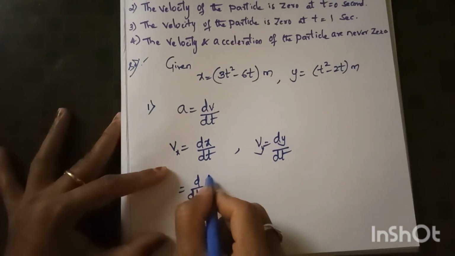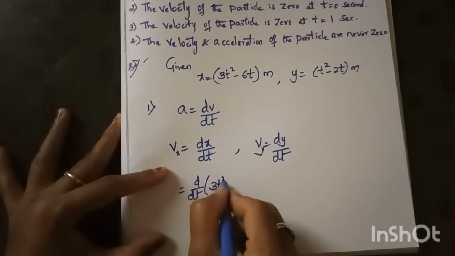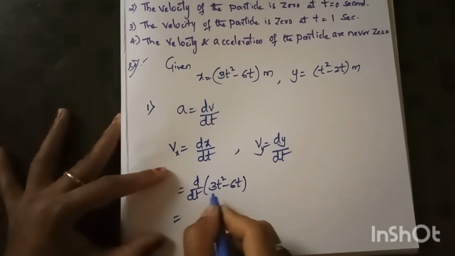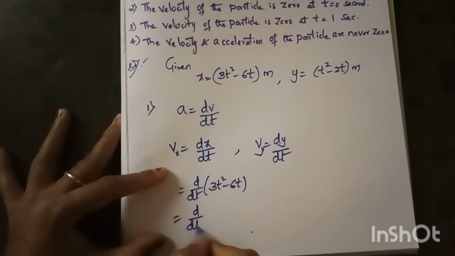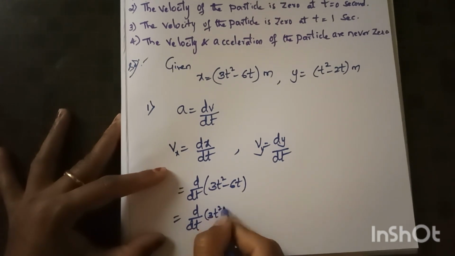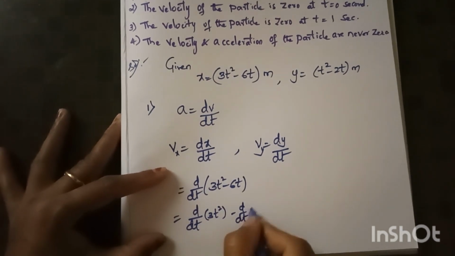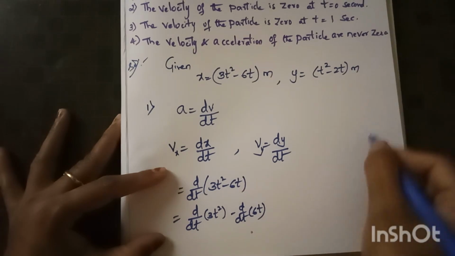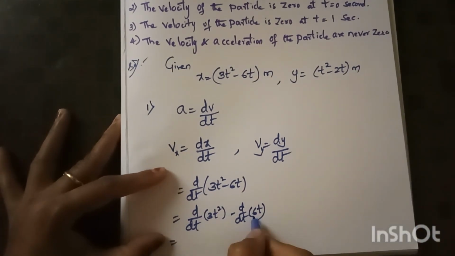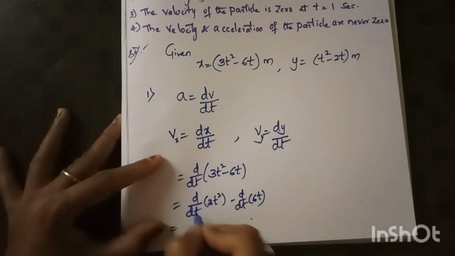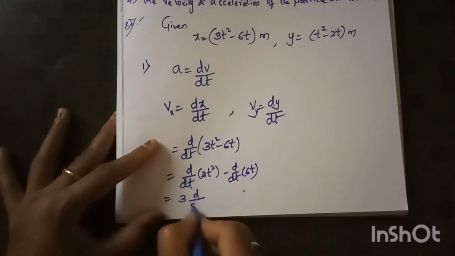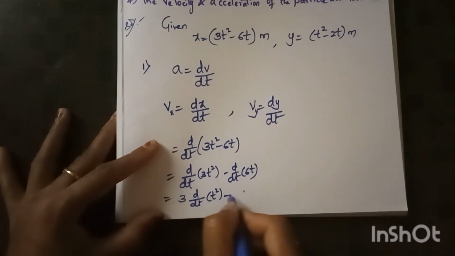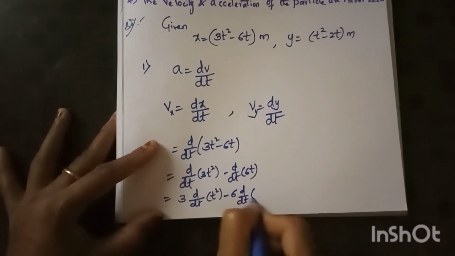What is vx? d by dt of x. What is the x value? 3t square minus 6t. Split it: d by dt of 3t square minus d by dt of 6t. Here 3 and 6 are constants, and the numbers remain constant during this solving. So it is 3 times d by dt of t square minus 6 times d by dt of t.